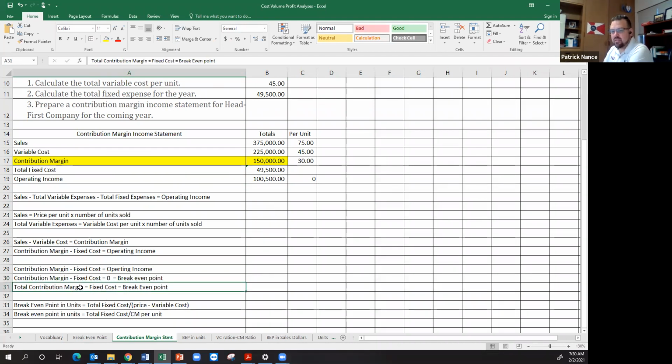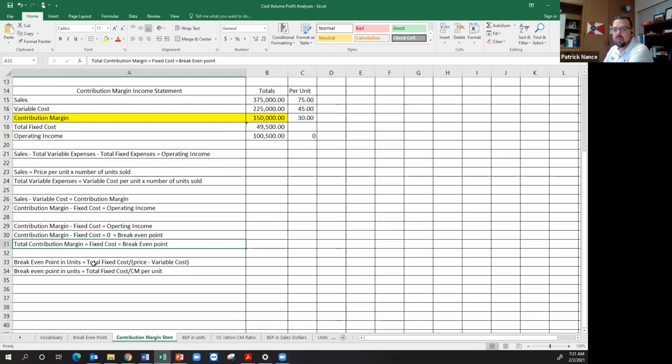Another way to say it: these two things are really the same. If my contribution margin minus fixed cost equals 0, those two numbers are the same. So when total contribution margin equals fixed cost, that equals our break-even point. Now, the formula itself is actually a lot easier. I just wanted to take you through the steps to see the logic behind it.